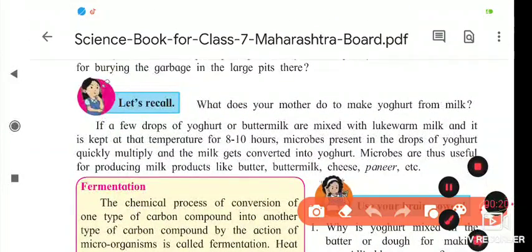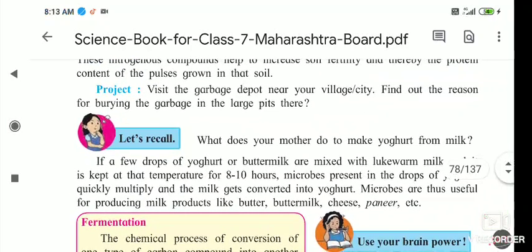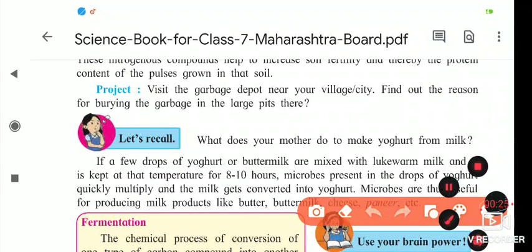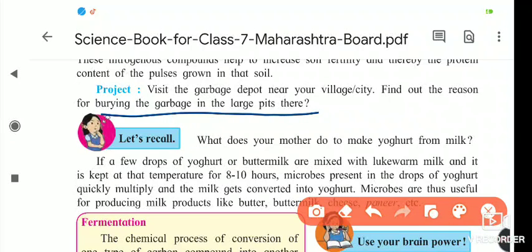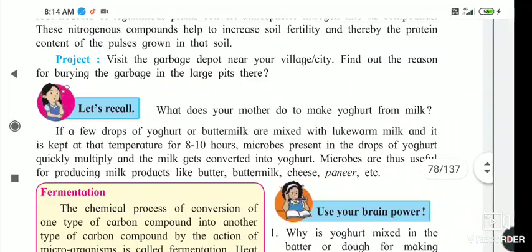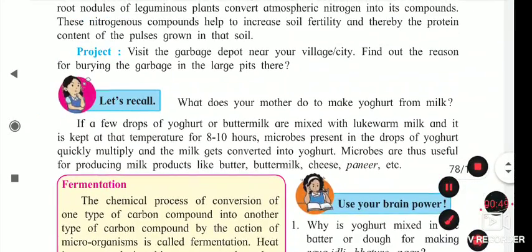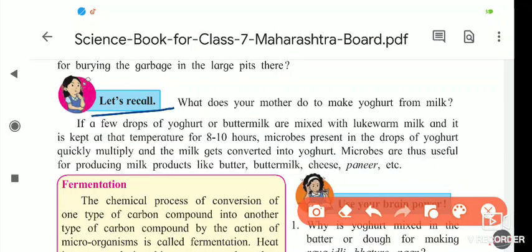Here a project is given to you. Visit the garbage depot from your village or city, and find out the reason for burying the garbage in the large pits there. So here the reason behind it is that the wet garbage we can convert into manure, and we can use it for farming. That is one of the reasons we have to bury it. Then it converts into manure.